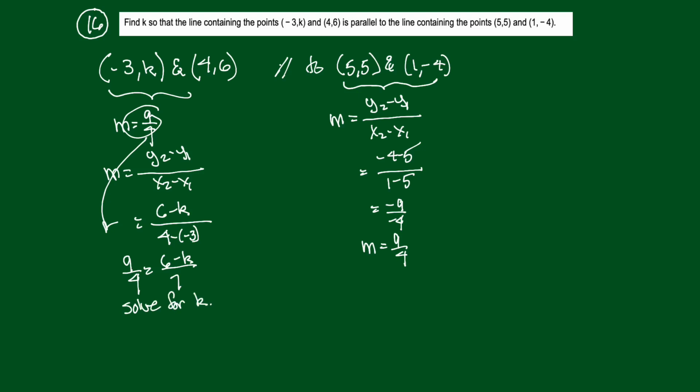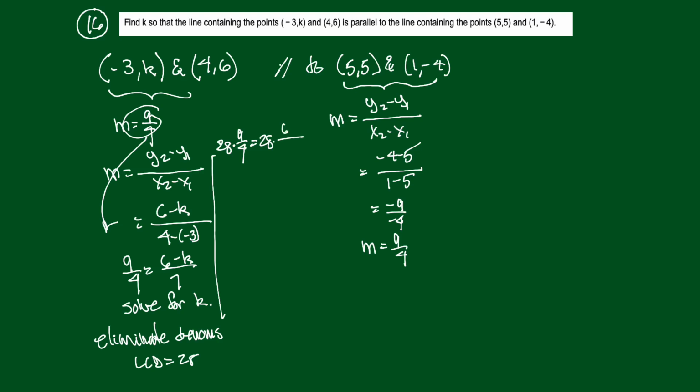Well, we've got an equation that involves fractions, so I'm going to clear the fraction. So here's my plan. I'm going to eliminate denominators. All right, so get the LCD. What is the smallest number that 4 and 7 divide into? Smallest number that they both divide into is 28. So here's the plan. Multiply both sides of this equation by 28. I'll do it right here. So I'm going to get 28 times 9 over 4 equals 28 times 6 minus k over 7.